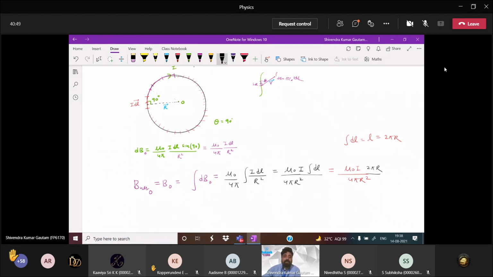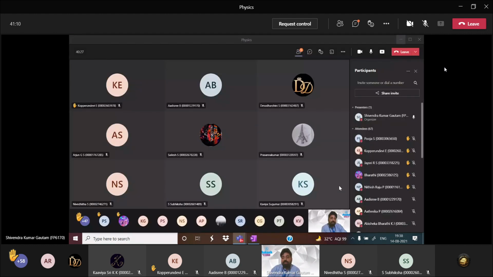And I got here the magnetic field. Tell me, can 2 pi cancel with this here? Yes, sir. 2 pi and one r cancel. What value we got? Mu naught I divided by 2r. The magnetic field at the center of the circular current carrying loop is mu naught I by 2r. This derivation you must understand, then other questions you can answer.